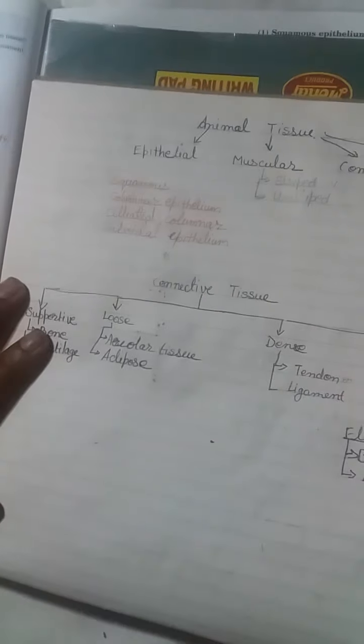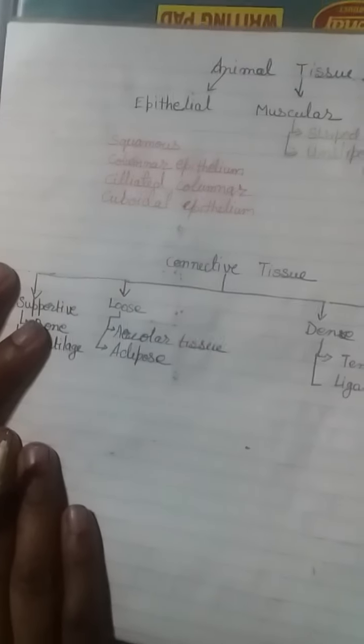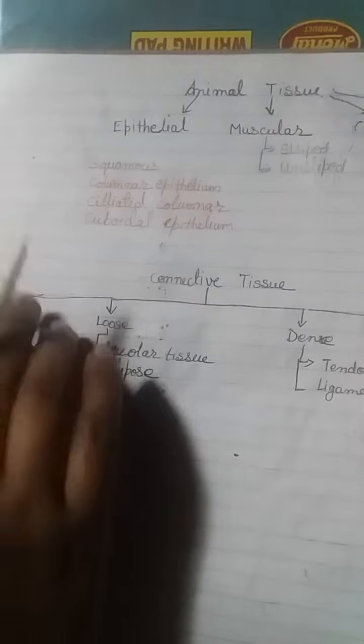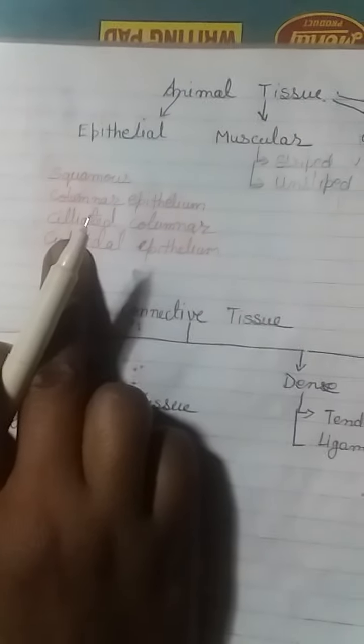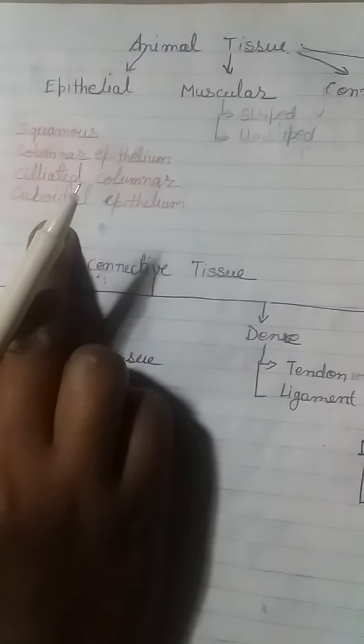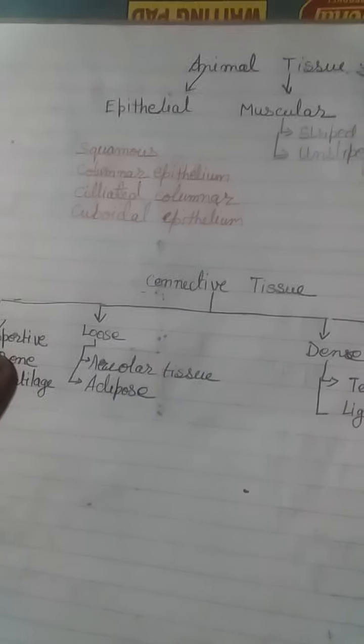Epithelial tissues are on the surface. They make the outer surface of the human body or any other organism or animal body. It is further divided into four parts: squamous epithelium, columnar epithelium, ciliated columnar epithelium, and cuboidal epithelium. Squamous is a flat, oval structure. It makes the skin, on the surface of the skin.